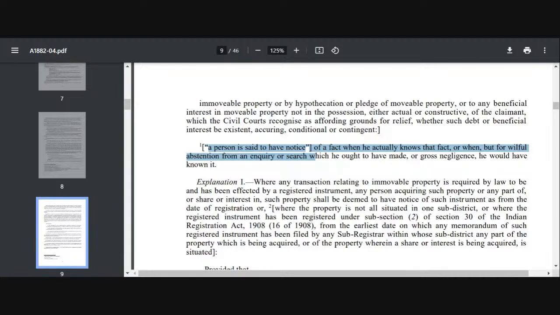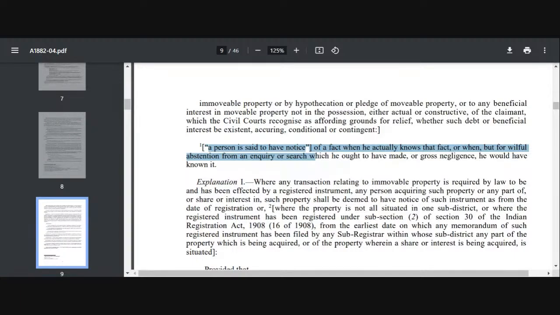या gross negligence है ना, negligence मतलब क्या होता है? Carelessness. So if you are grossly negligent and you are willfully abstaining from inquiry also, they are almost similar. So it will be presumed that you have constructive notice of the fact.